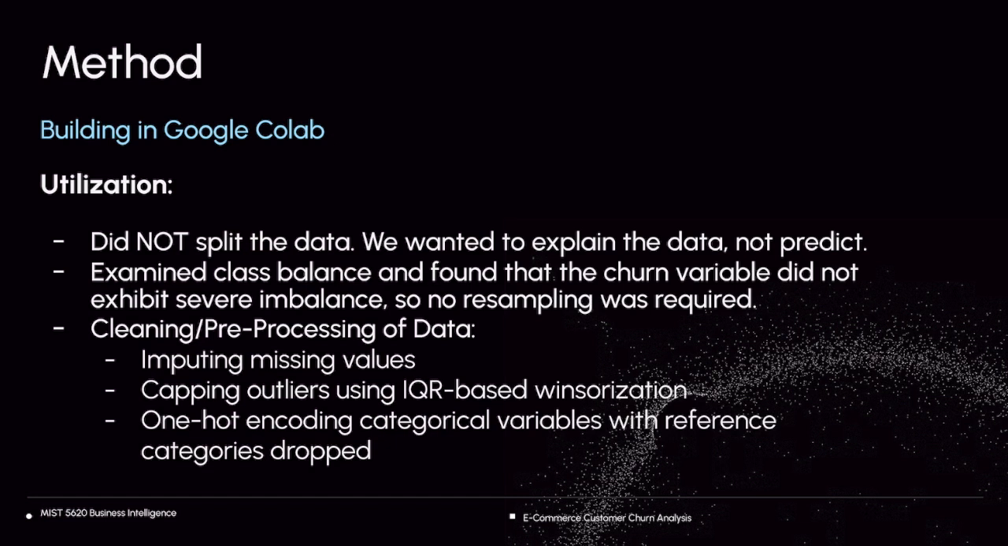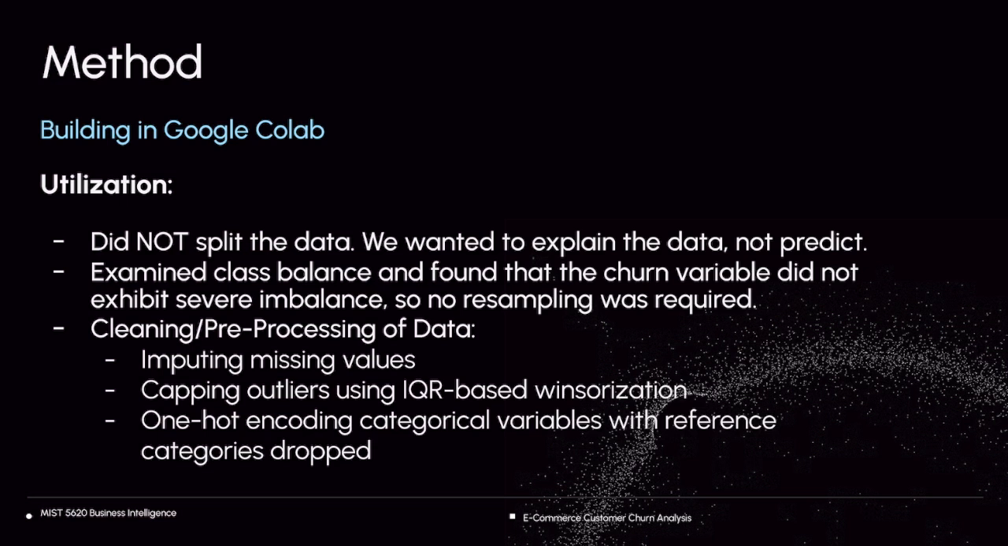Then for cleaning and pre-processing of the data, we imputed missing values. This just means taking care of null values. There were a lot of empty cells in our dataset, about 3.3% of it. So we cleaned those up to prep the data and also prevent skew. We capped outliers using IQR-based winsorization. Like the mean and median, it helps to keep the distribution and prevents a small number of those extreme points from taking over. And then we used one-hot encoding for categorical variables with reference categories dropped.